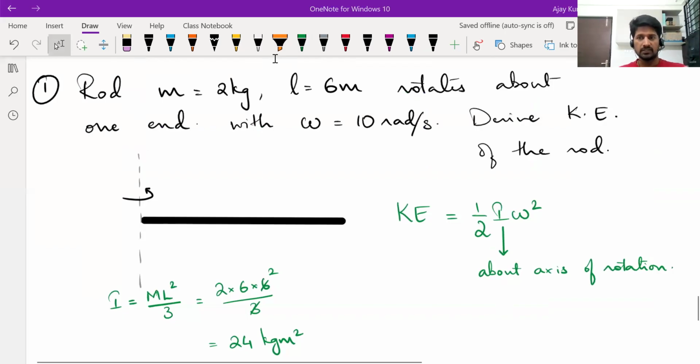Okay, so this is one of the ways in which we make use of moment of inertia. Is this clear to all of you? Yusuf, did you understand?